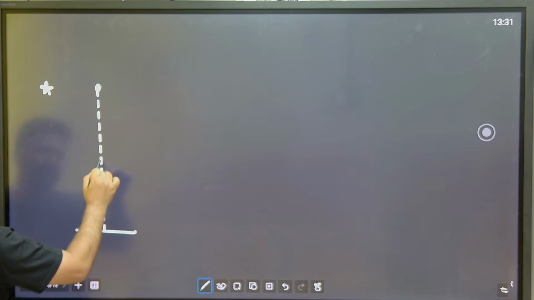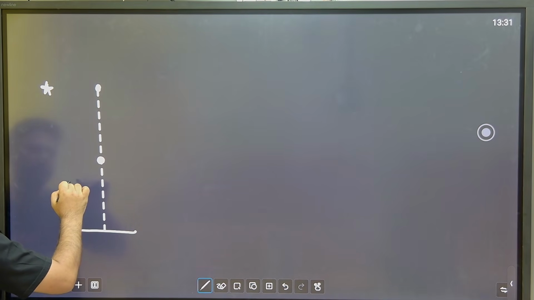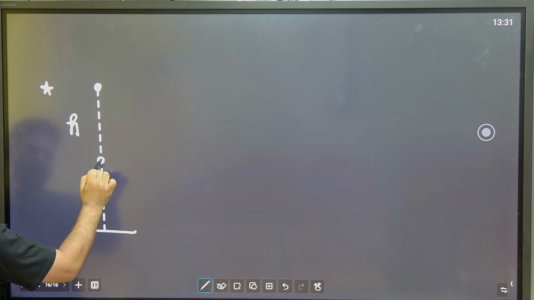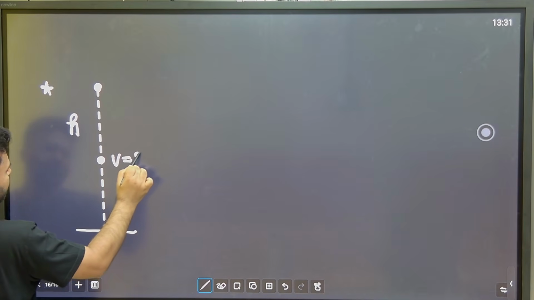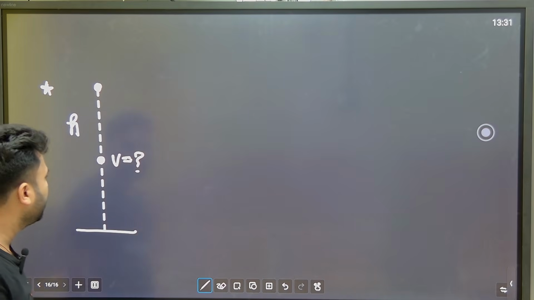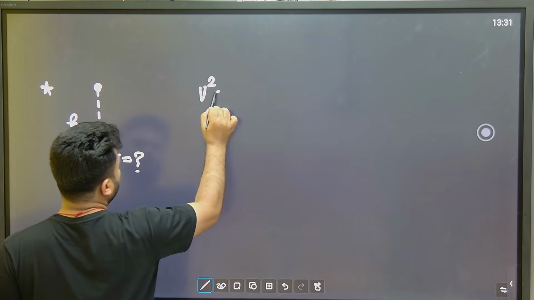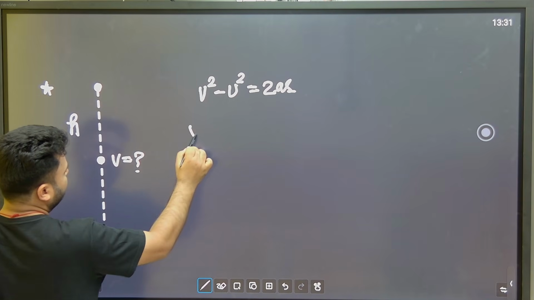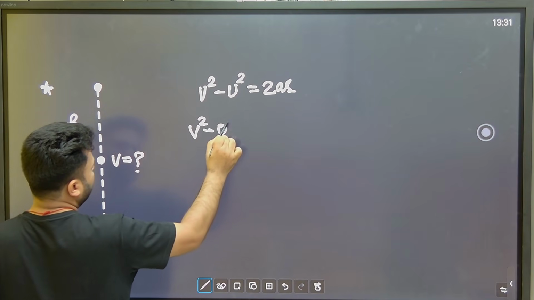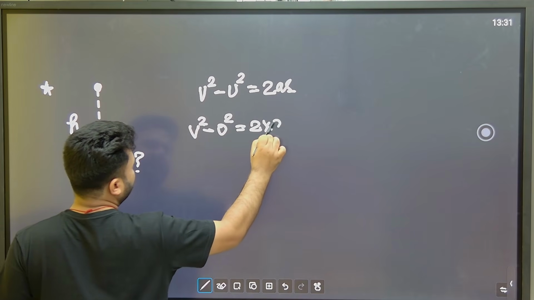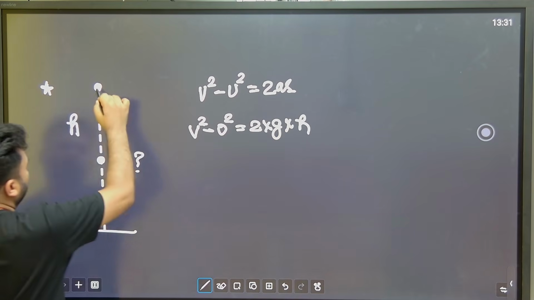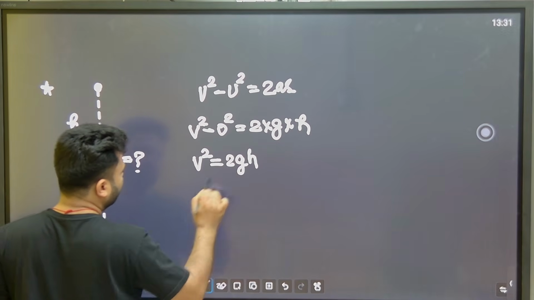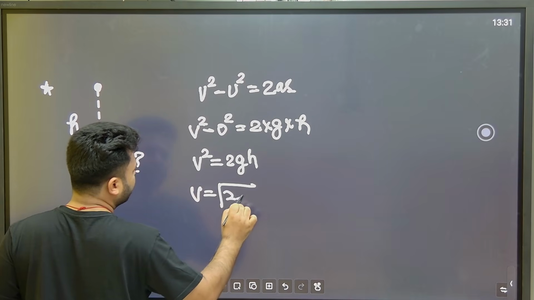At any height, suppose at this height, means from the top, the ball goes down, how much distance? H distance. They are asking what is the speed here. Can we use v square minus u square equals 2as? So v means final speed, v square minus initial speed 0 equals 2, acceleration g, distance is how much? H. So v square equals 2gh. So v equals under root 2gh.